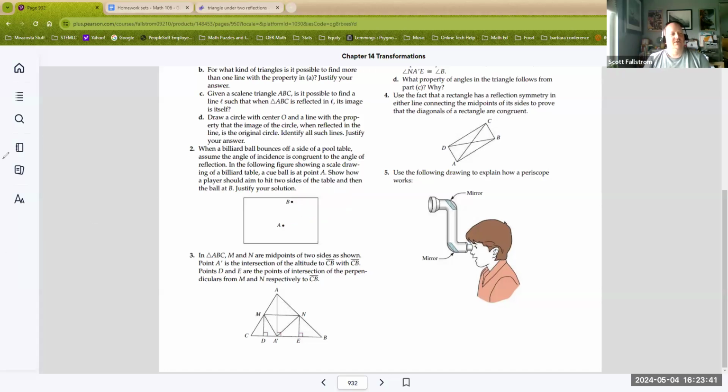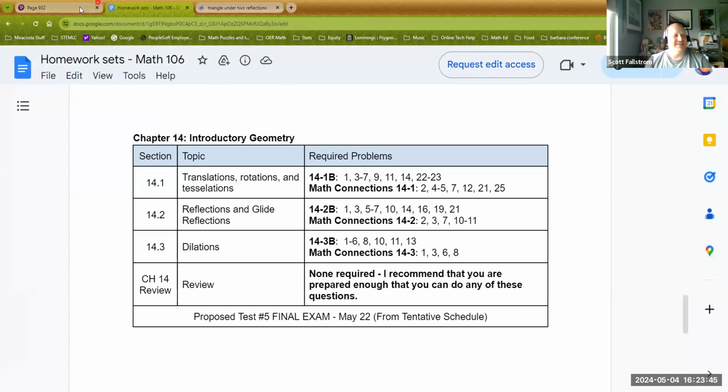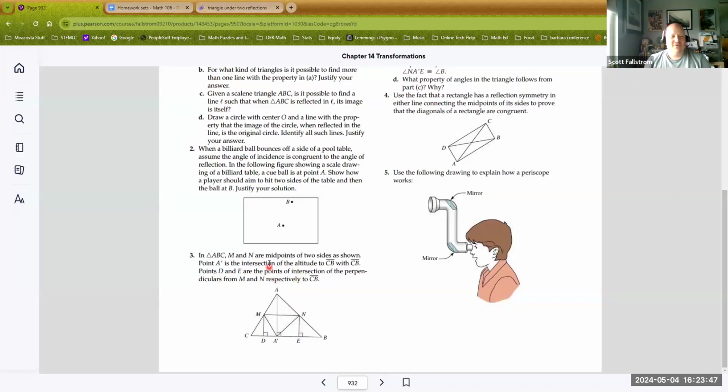Cool question. Man, love these questions. All right, 2, then 3, then 7. So question 3, we have midpoints of the sides shown. We have intersection of the altitudes. D and E are the points of intersection with the perpendiculars from M and N.